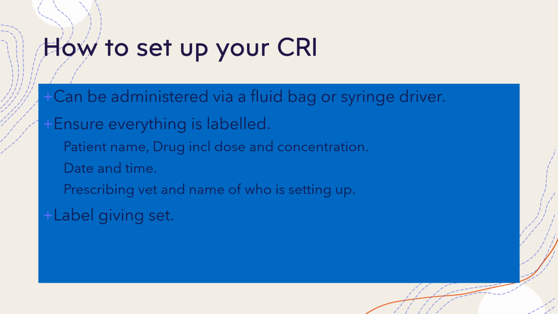So next we're going to talk about how to actually set up the CRI. This can be administered via a fluid bag or a syringe driver. Ensure everything is labelled. So with that you need your patient name, the drug name including the dose and concentration, the date and time that it's set up, the prescribing vet, and your name or the name of whoever is setting it up. It's also important to remember to label your giving set as close to the connector on the IV cannula. This is because it's much easier to identify when you're looking under the drapes.